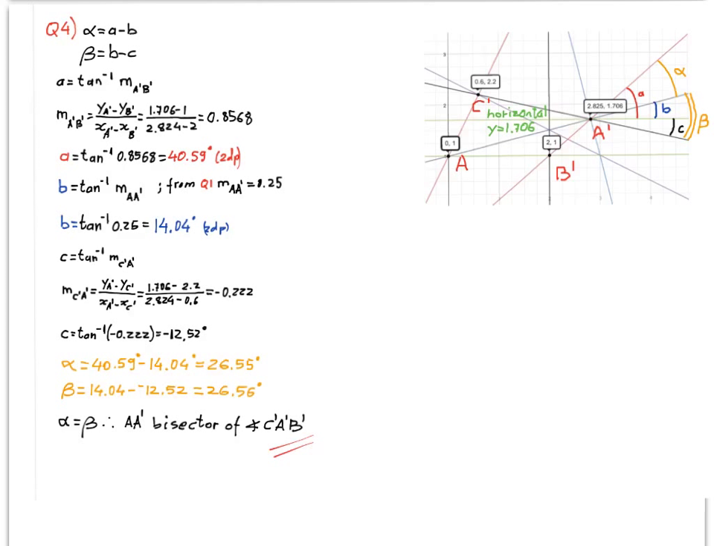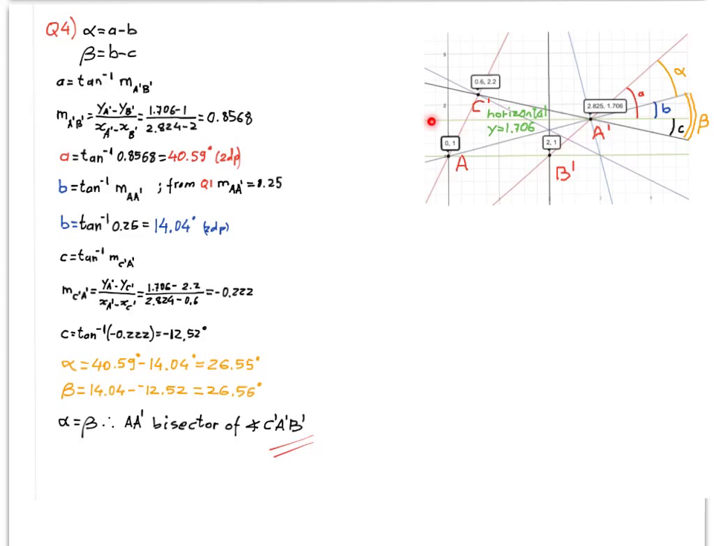Now these angles, angle beta in our case being the vertically opposite of C prime, A prime, A, and angle alpha being the vertically opposite angle of A prime, B prime, we can work on this side. I've marked the angles alpha and beta, and I need to prove that those two angles, alpha and beta, are equal, and therefore that C prime, A prime, A is equal to A prime, B prime.